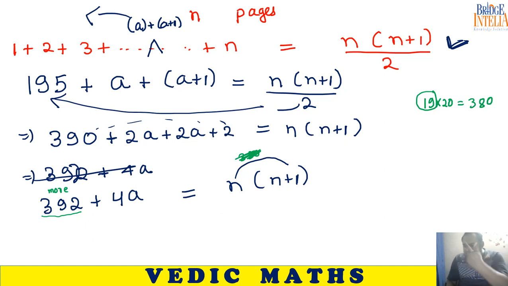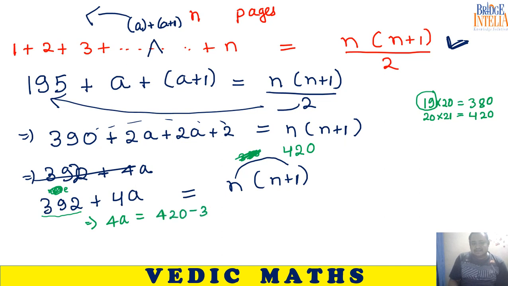So let me try the next consecutive numbers. I have tried 19 into 20. So now let me try 20 into 21. 20 into 21 is equal to 420. So yes, let me try this. Can this be equal to 420? If this is equal to 420, that means 392 plus 4a is equal to 420. So from here, 4a should be equal to 420 minus 392, that is equal to 28. So from here, a is equal to 28 by 4, that is equal to 7.